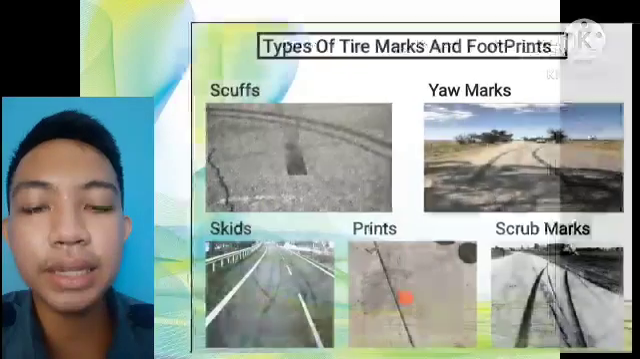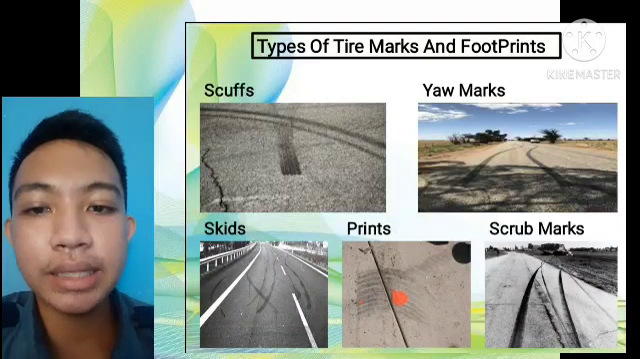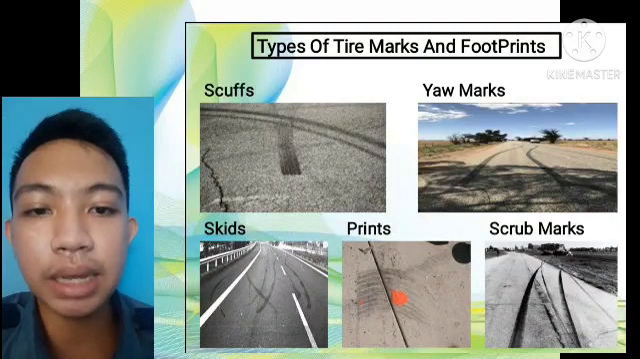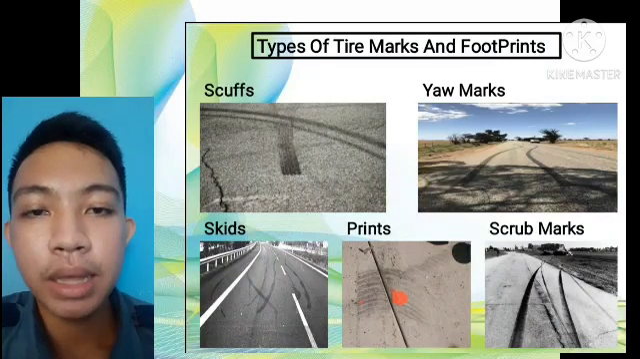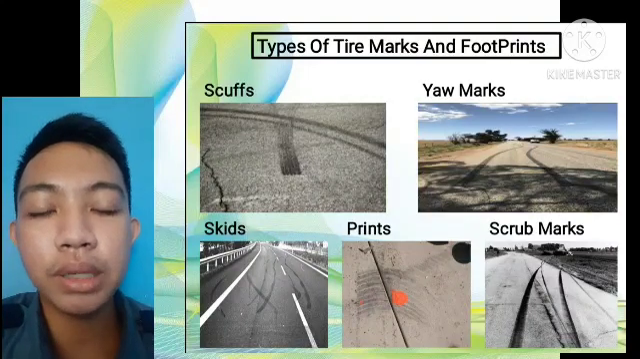Last slide po natin is types of tire marks and footprints po. So first natin is scuffs po. So dito, made by rotating or yawing vehicles, a vehicle in acceleration or with a flat tire. So for example dito is nakahinto po yung kotse, tapos bigla po siyang binilisan yung acceleration ng speed ng kotse niya po. So mag-iwan po ito ng scuffs po.